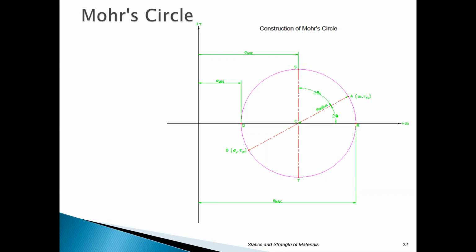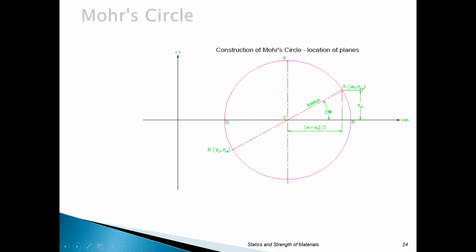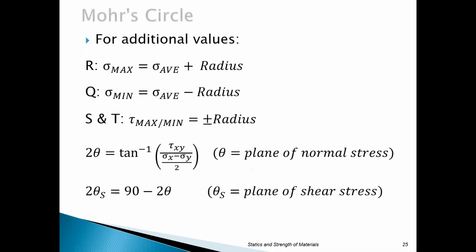Okay, so we used a couple of equations here. Again, for the point A, it's just your normal stress in x and your shear stress, and then your normal stress in y and your shear stress, and the average. So you've got this equation, and then you've got that equation for radius. And then to get your other stuff, you've just solved those, okay?